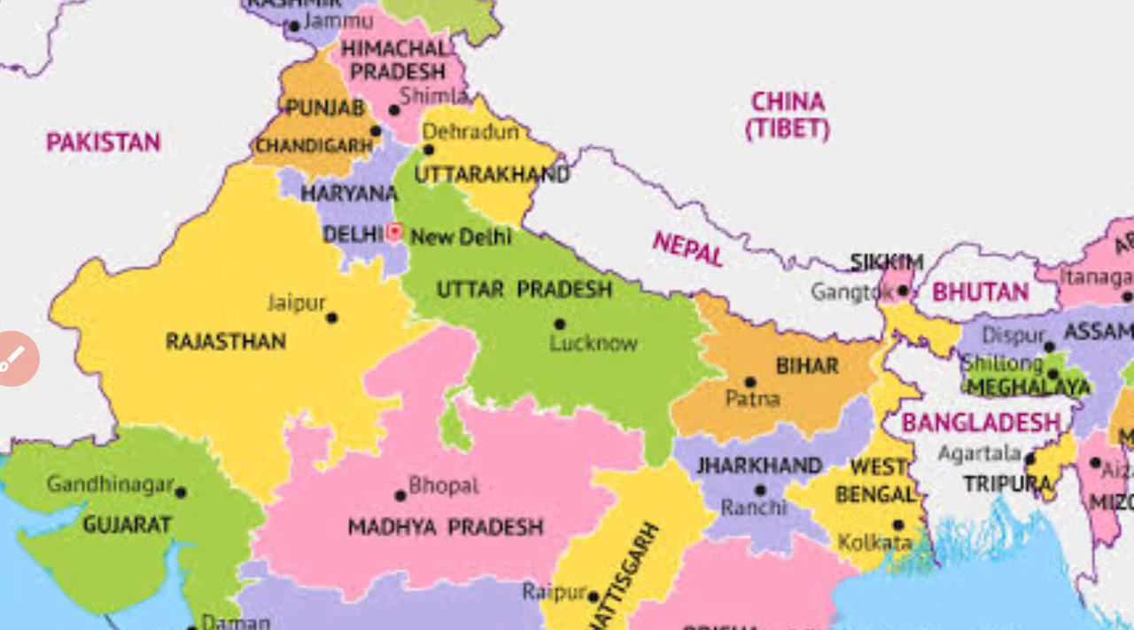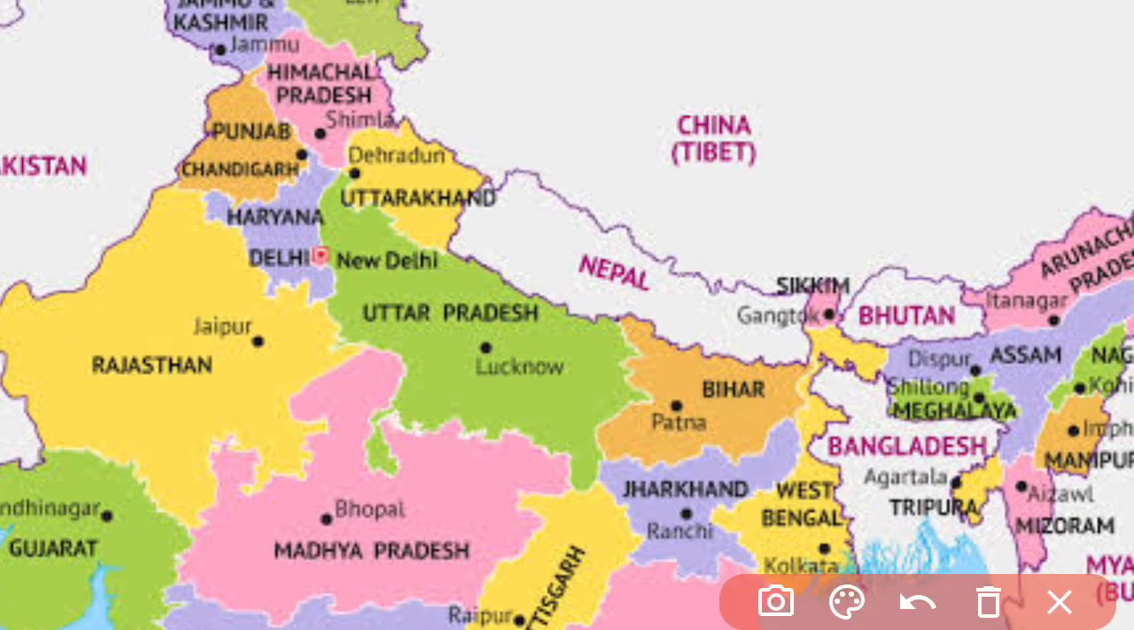The other union territory is Delhi. Delhi you know very well. This is Delhi, and you can call it the National Capital Territory also. And the capital of the National Capital Territory is Delhi itself. It means the capital of Delhi is Delhi itself.